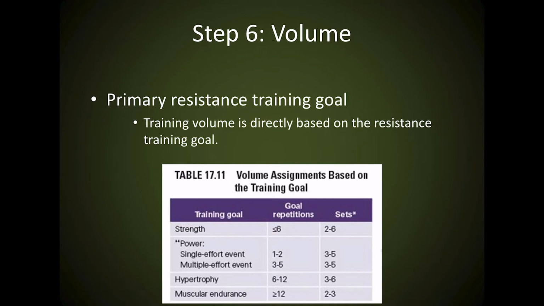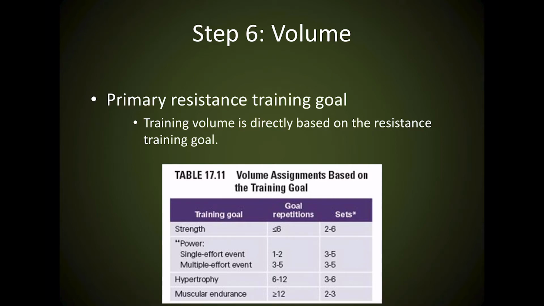So the training volume is directly based upon the resistance training goal, like I said. So strength, we're looking at the goal repetitions of less than 6, 2 to 6 sets approximately. For the power, maybe 3 to 5 sets, sometimes maybe even up to 6 sets. And then it's a little bit different for either single effort events or multiple effort events. We're looking at 1 to 2 reps for the single effort. And then obviously the multi-effort is going to be a little bit more than that, but probably not more than 5 or 6 repetitions. For hypertrophy, again, that 6 to 12 range. In muscular endurance, above the 12 repetitions, 2 to 3 sets.